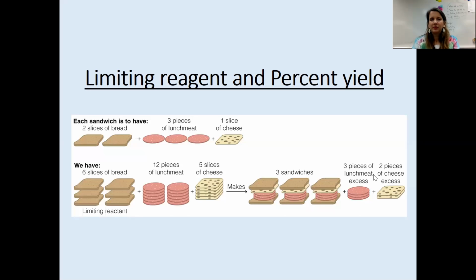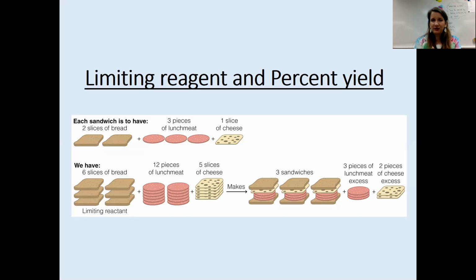Students, we're going to go over limiting and excess reactants in this video. So first off, what is a limiting and excess reactant? Well, a lot of times when we're performing chemical reactions, we don't use up every reactant that we start with. Usually we run out of one thing first and then we have leftover of the other stuff. That's what limiting reactants and excess reactants are.